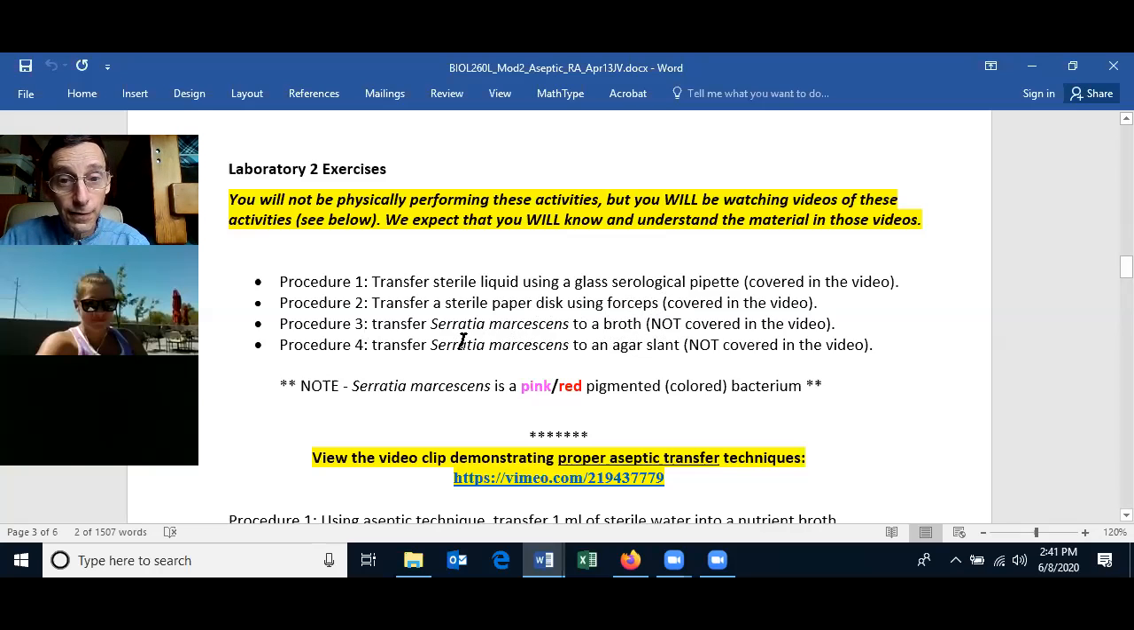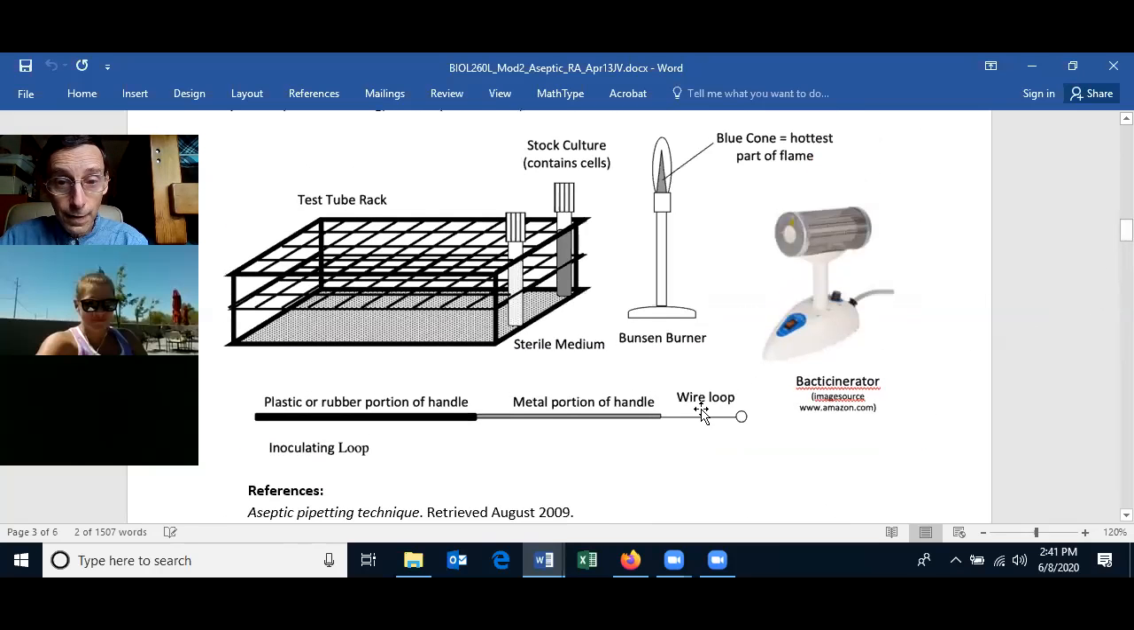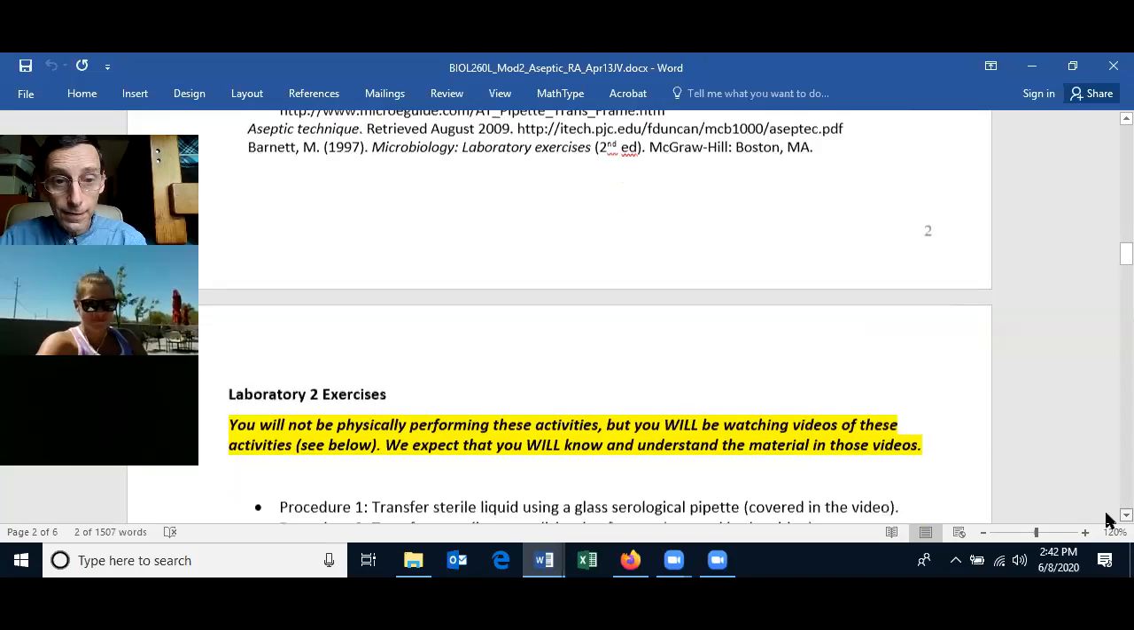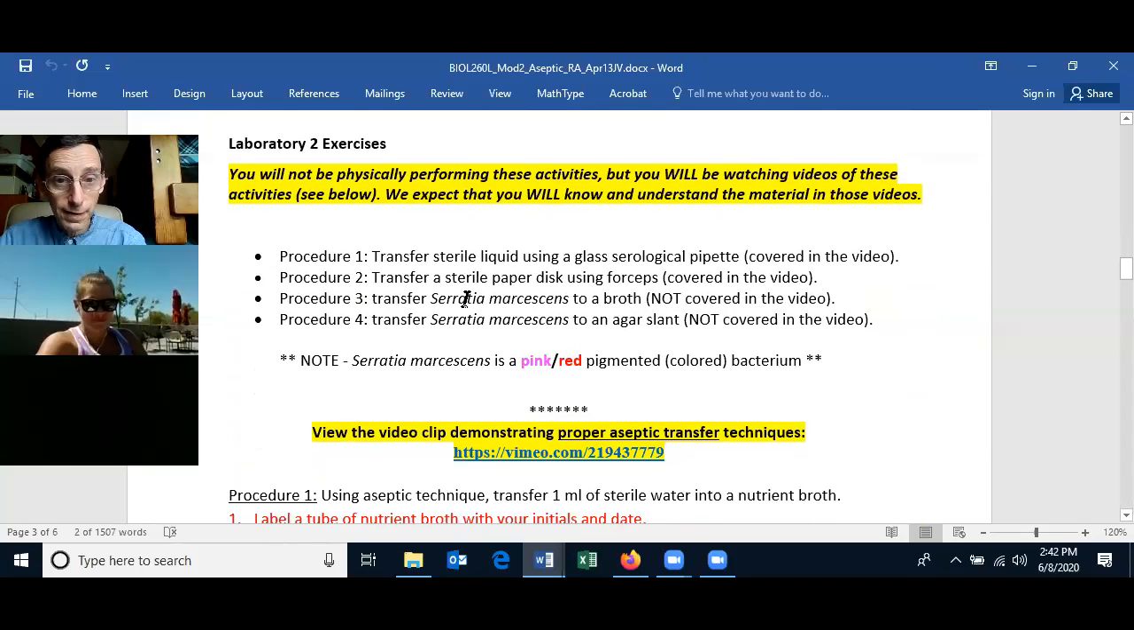Procedure 3, you're going to transfer Serratia marcescens to a broth using a loop. It's not covered in the video, but you sterilize the loop, and there's a little bit that's covered in the video, by putting it into a Bacti incinerator, and then you cool it. Then, let's say you're picking up from your stock container, take off the lid, put your wire portion into the container and put it into your sterile medium. So that's procedure 3. And there's an activity you'll be doing in the lab with procedure 3.